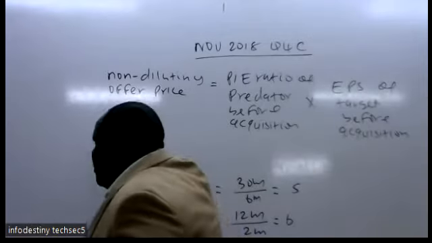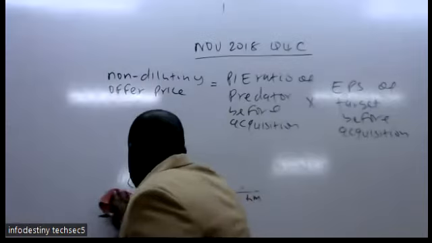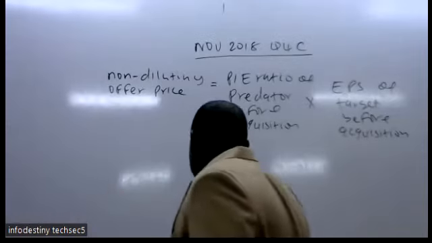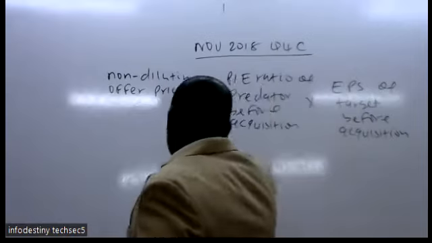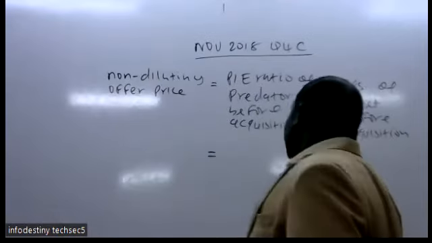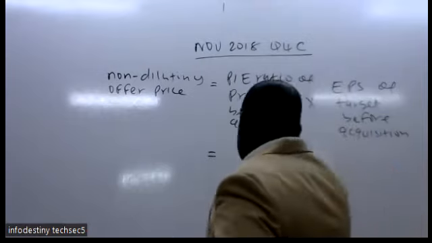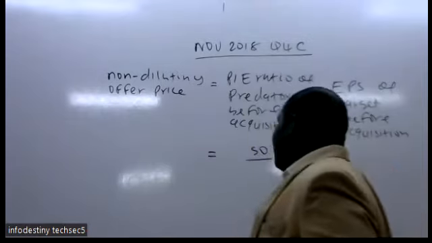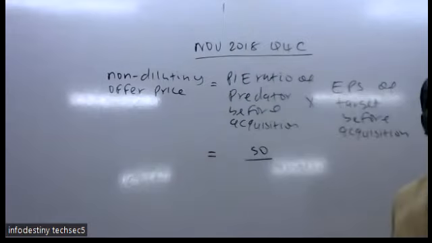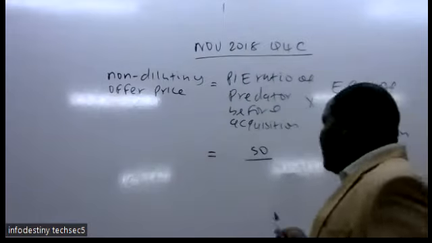To compute the non-diluting offer price, we use the price earning ratio of the predator before the acquisition. Remember, it is market price per share divided by earning per share. So what is the market price per share for Chilolo? The ordinary share market price per share is 50. Then we divide by the earning per share we have just calculated. We got 5.